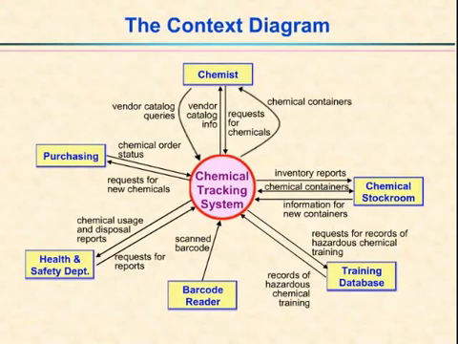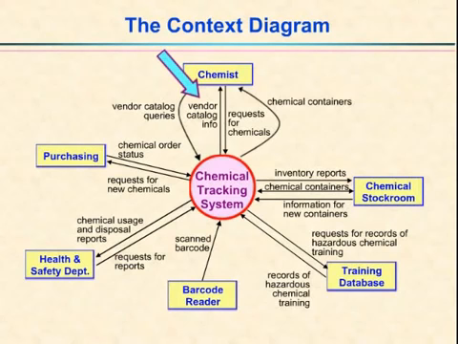So the context diagram consists of just one circle, some boxes, and some arrows. It's very simple, and all project stakeholders should be able to read a context diagram without difficulty. As an example, this diagram indicates that a chemist could submit vendor catalog queries to the system. Then the system performs some magic and sends some vendor catalog information out to the chemist.